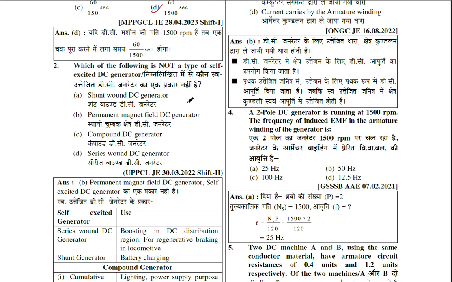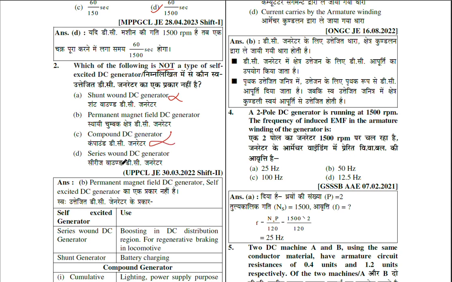Coming to the second question: which of the following is not a type of self-excited DC generator? Here it is asking for the one that is not a self-excited DC generator. We have three types of self-excited DC generator: shunt wound DC generator, compound DC generator and series wound DC generator. Shunt wound means the field winding is parallel to the armature, so it is a self-excited DC generator. Coming to the compound DC generator, it has both a series field as well as a parallel field, so it is also a self-excited DC generator.